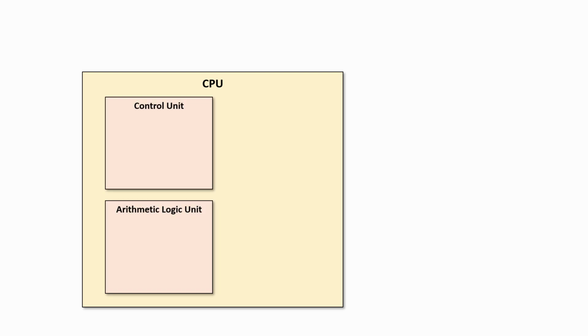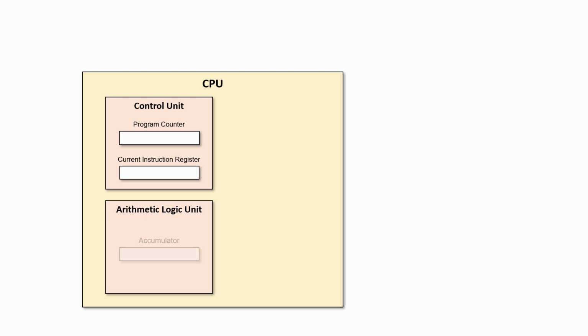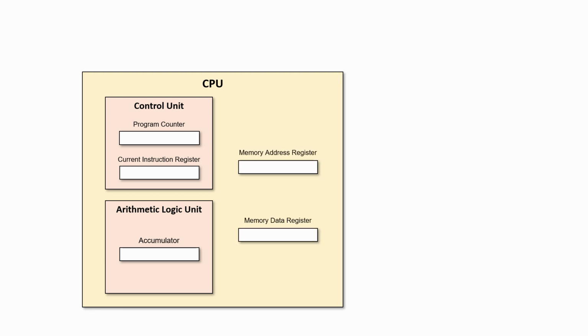We're going to need a central processing unit with a control unit and an arithmetic and logic unit. The program counter and the current instruction register are located inside the control unit. The arithmetic and logic unit contains the accumulator. We also have the memory address register and the memory data register. Where these are depends on the design of the CPU. For now, we're only really interested in what these registers do, not exactly where they are.